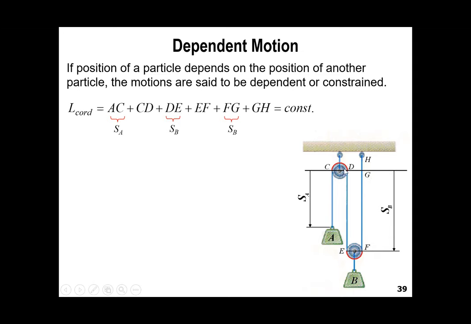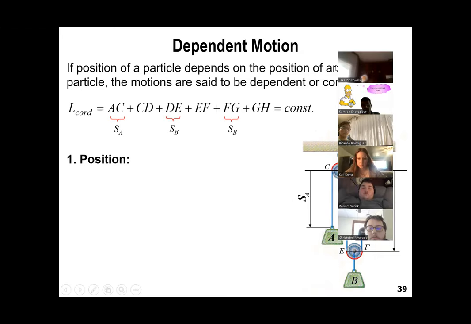They don't change as this goes up. There's always half a circle of rope here, half a circle of rope here, and this HG, which has remained the same. So technically, if I move CD, EF, and HG to the other side and subtract them from another constant number, the overall is still constant, right?